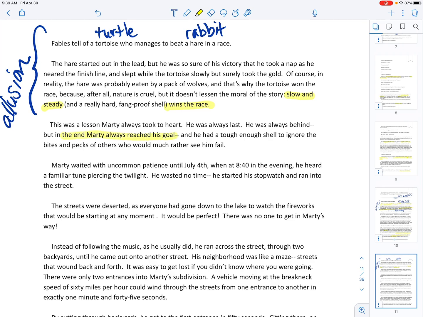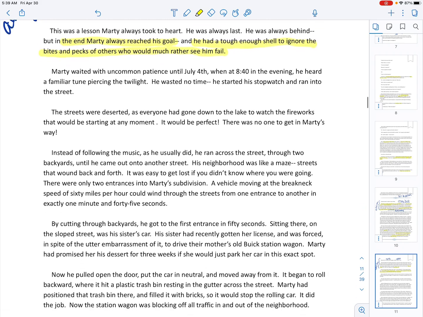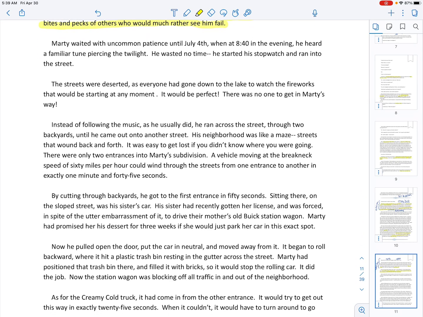That's interesting. So it shows us that Marty's got a growth mindset. He doesn't care how long something takes. He's going to succeed. And he had a tough enough shell to ignore the bites and pecks of others who would much rather see him fail. So this is interesting. When Marty sets his mind to something, he is successful. He just goes about it in a way that's slow. So I think that's an interesting thing to point out and think about.